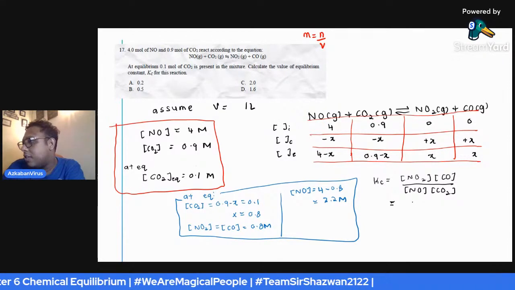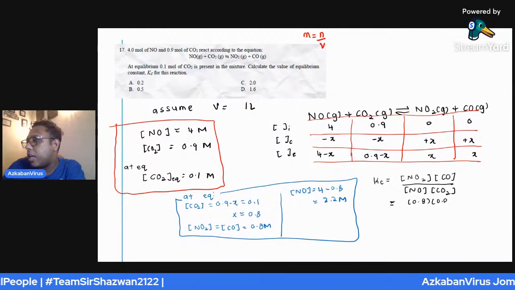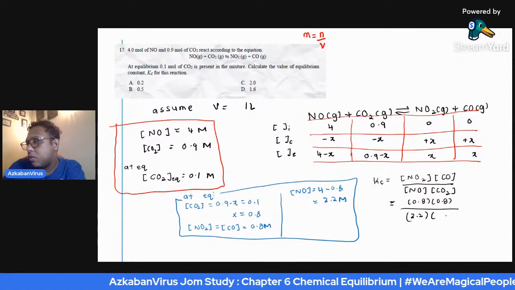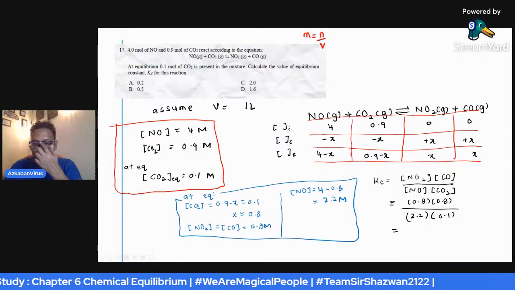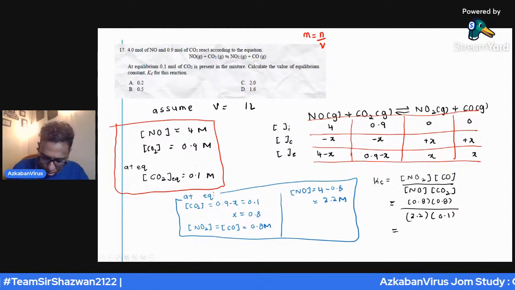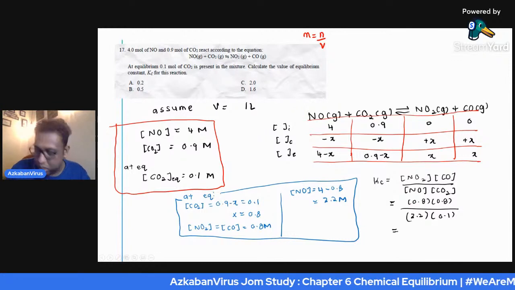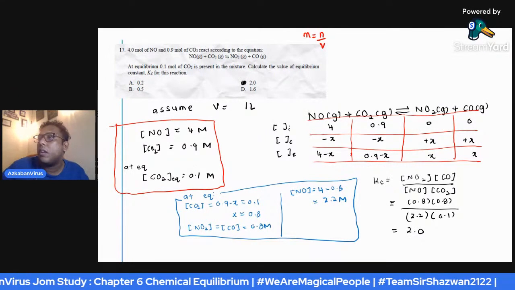NO2 adalah 0.8. CO adalah 0.8. Bahagi dengan 3.2 darab dengan 0.1. Dia akan dapat, this is equal to 2.0. So, jawapan dia adalah C.